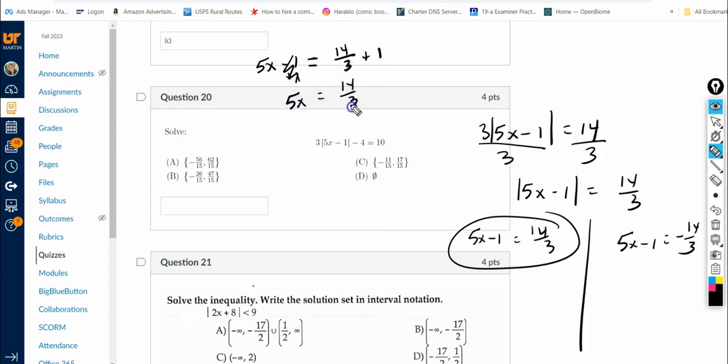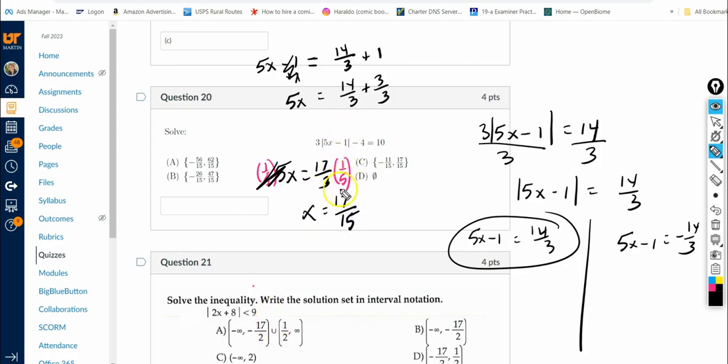So that's the same as that. And that'll give me 17/3. And then to get x by itself, I can divide by 5 or just multiply both sides by a 5th. So one possibility for x is 17/5.